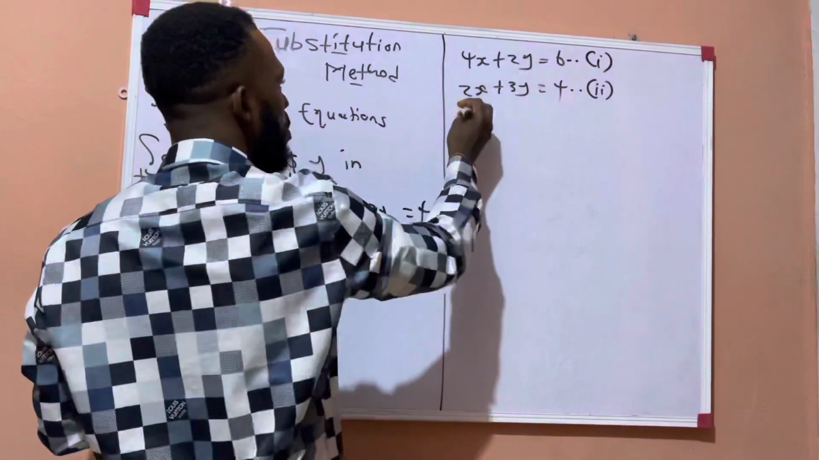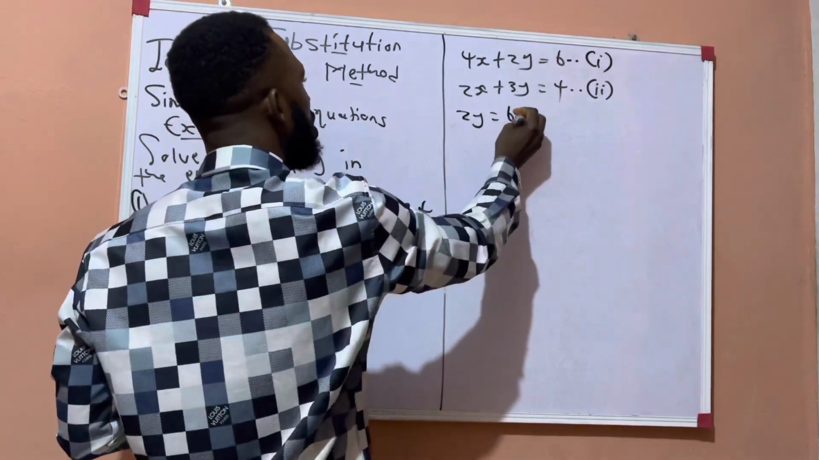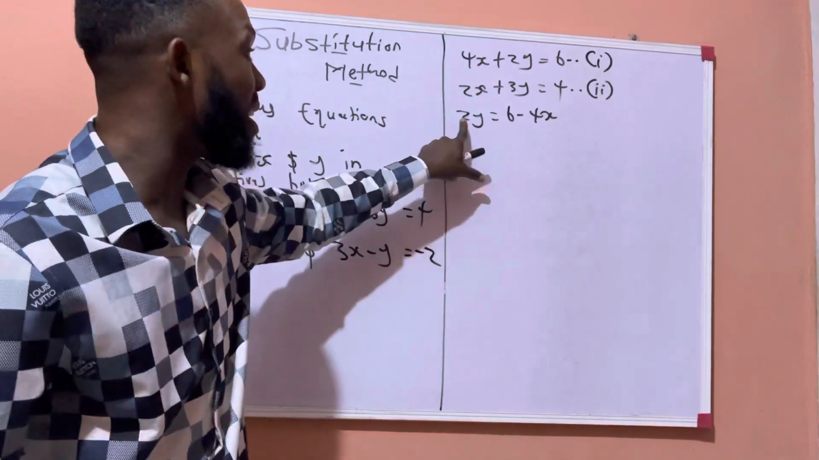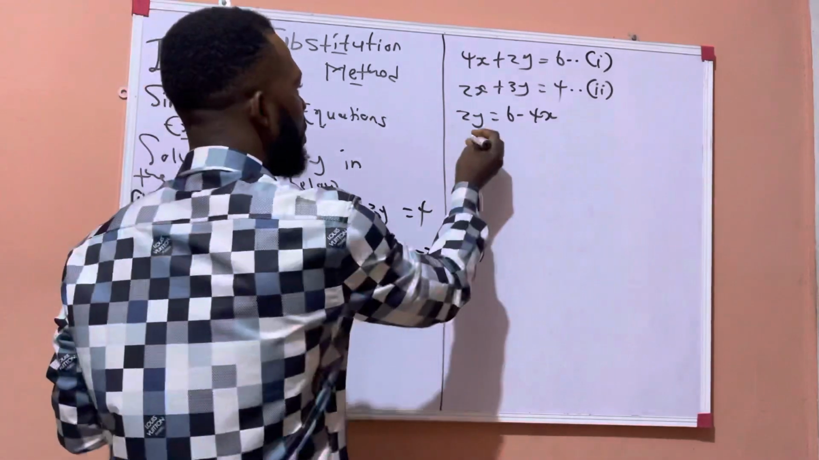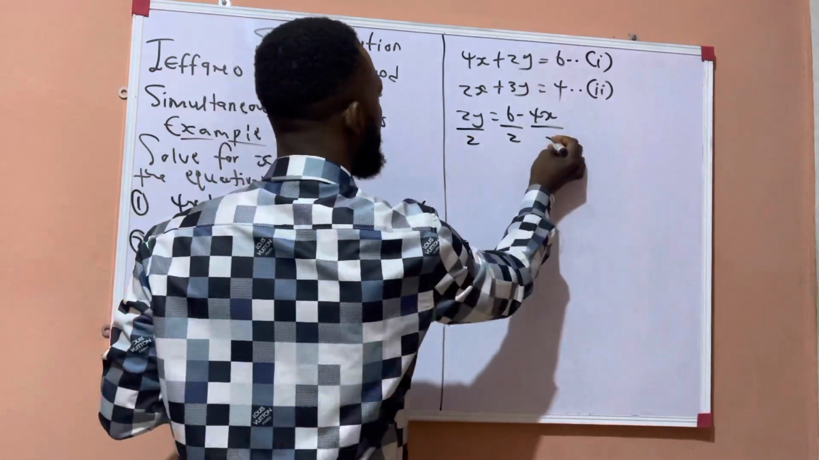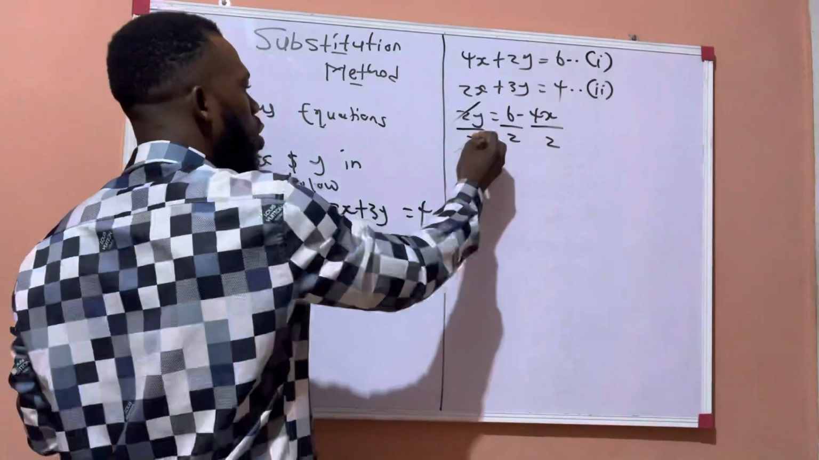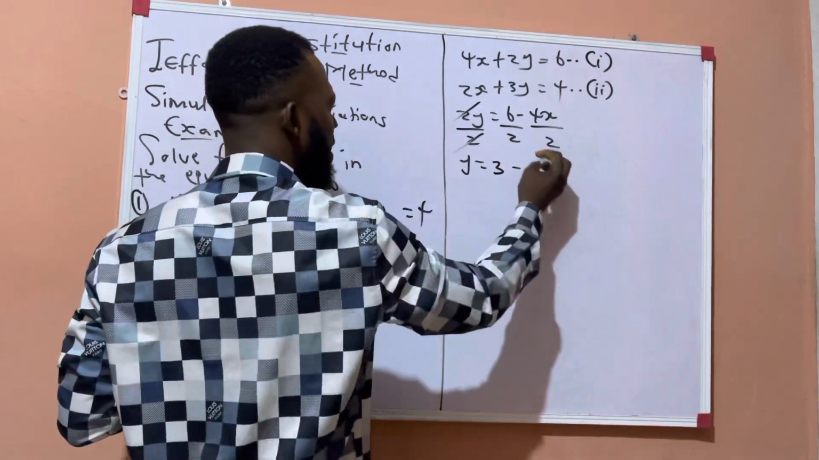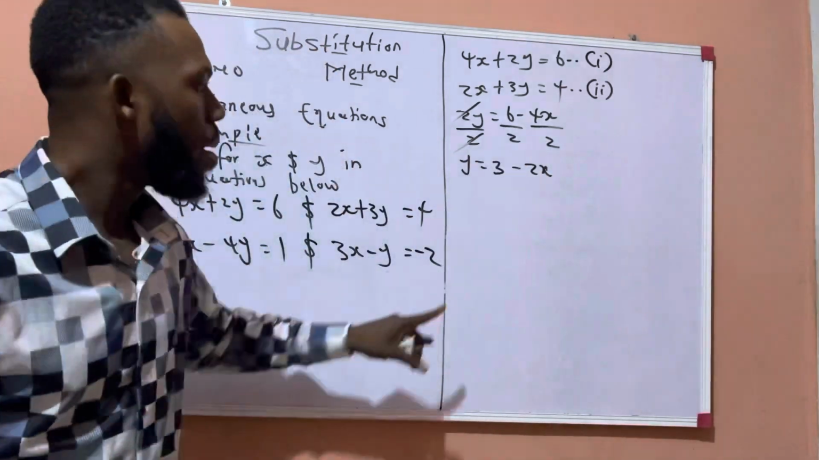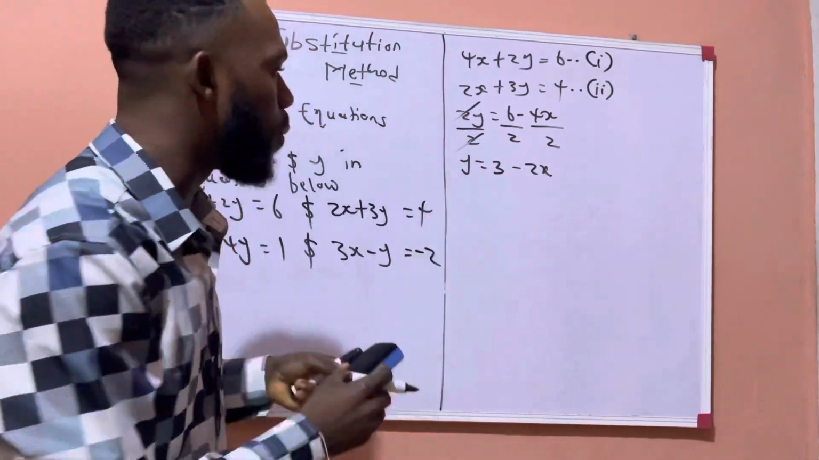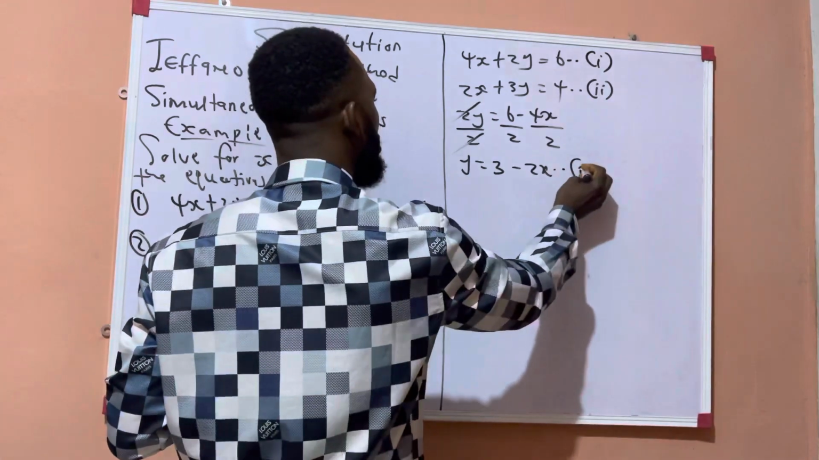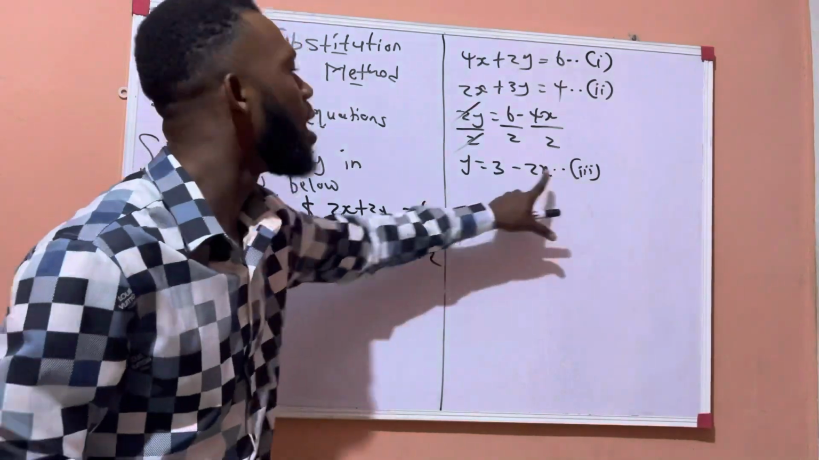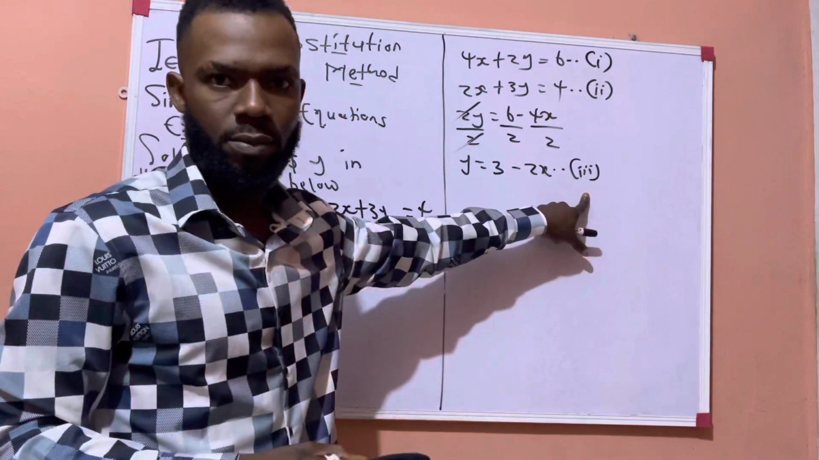So what do I have left now? 2y is equal to 6 minus 4x. Now, my y is still not the subject of the formula because there's still a coefficient there, which is 2. Now, what do I do? I divide both sides by 2. Now, when 2 cancels out 2, what do I have left? y becomes 6 divided by 2 is 3, minus 4x divided by 2 is 2x. Now, my y is now the subject of the formula. So what do I call it? We call this equation 3. So also, if you make x the subject of the formula, you also call it equation 3.